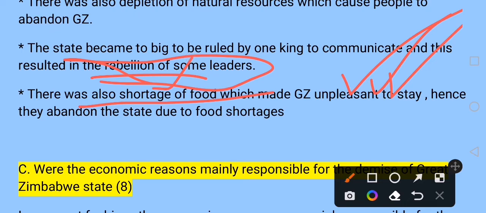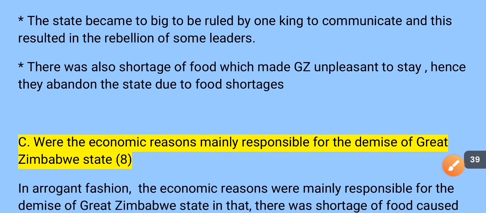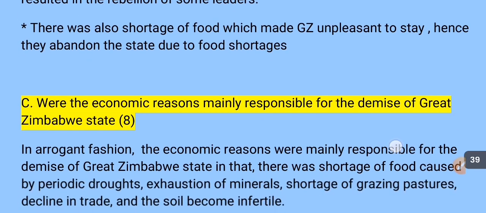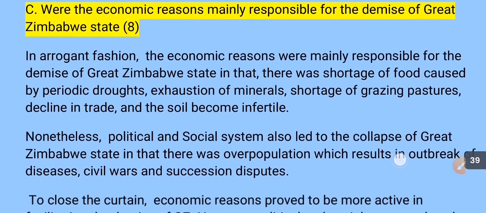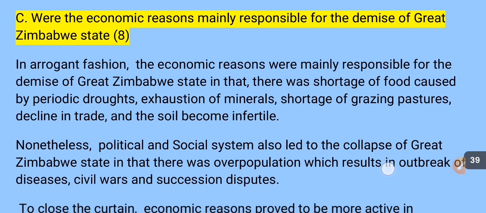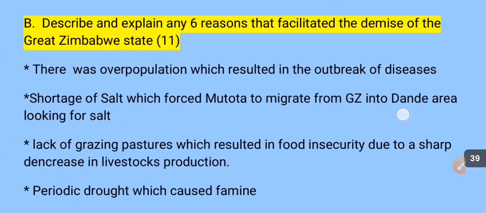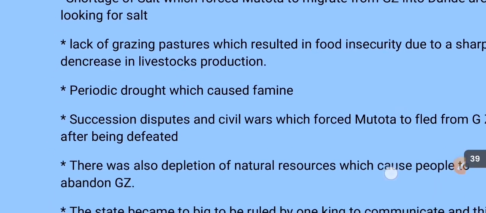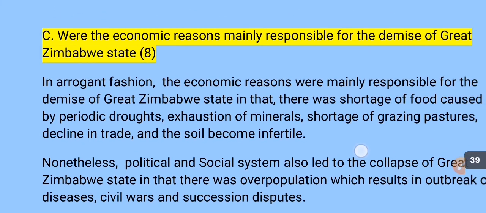Hence the people were left with no choice than to abandon Great Zimbabwe so that they can search for another piece of land where they can get what? Food in abundance. And they found what? Dande area kwanga kuina Nyasimba Mutota. Ndiwo mafactors aya akakonzeresa downfall of Great Zimbabwe state. Then part C iri kuti, were the economic reasons mainly responsible for the demise of Great Zimbabwe state?